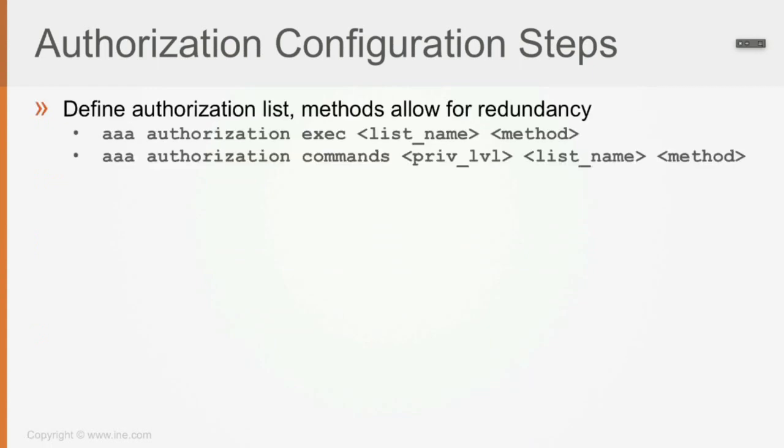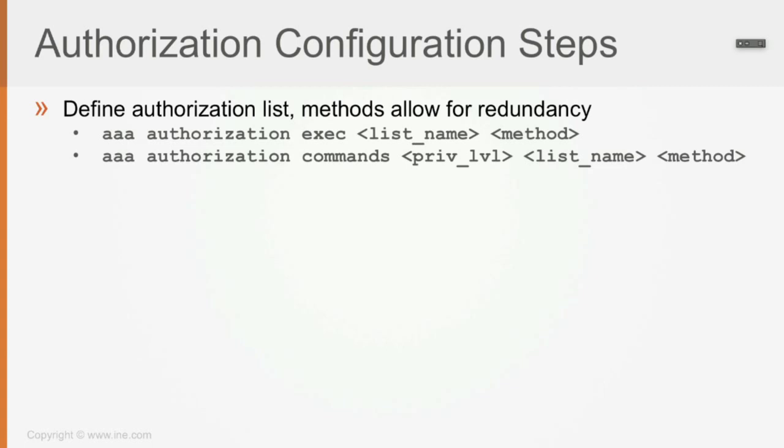Authorization configuration steps. Once I have configured the authentication and the user will be able to successfully authenticate, then I may want to provide authorization as well. We have two types of authorization, exec and commands, so you have two types of authorization lists. One is going to be aaa authorization exec, one is going to be aaa authorization commands.